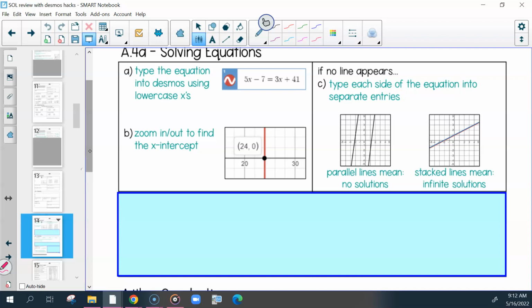If no line appears, then you have to put each part of the equation in separately. So put this part in one line, and this part in another line. If you have parallel lines, it's no solution. If they are stacked, one on top of the other, that's infinitely many.